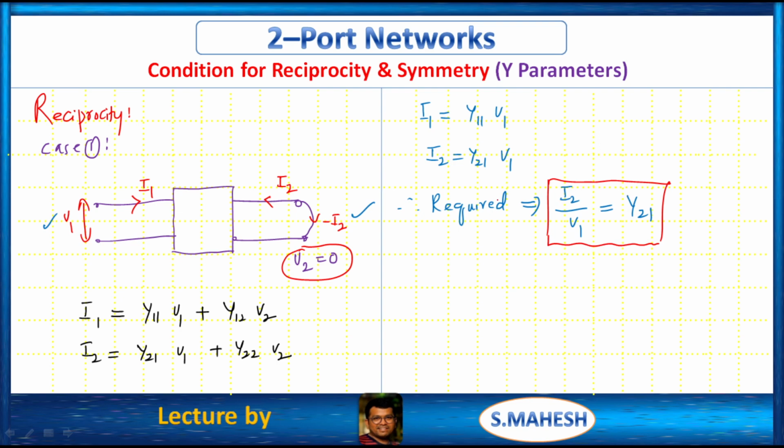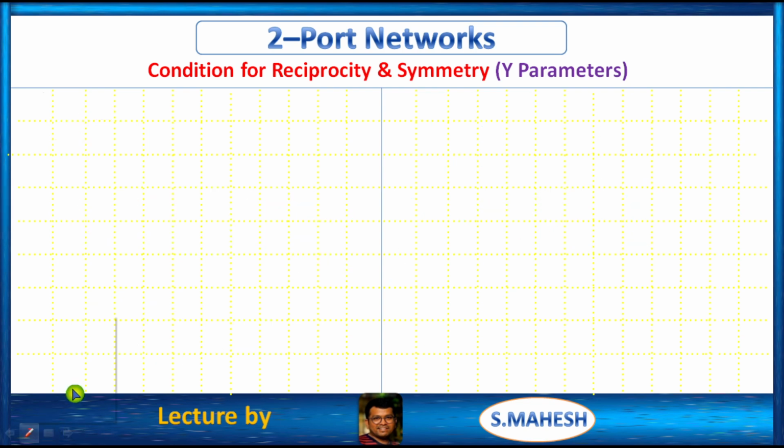This is case 1. So I2 by V1, sorry, I2 is minus here, so we have minus I2. So this is minus Y21. I2 by V1 is minus Y21. Next, case 2.